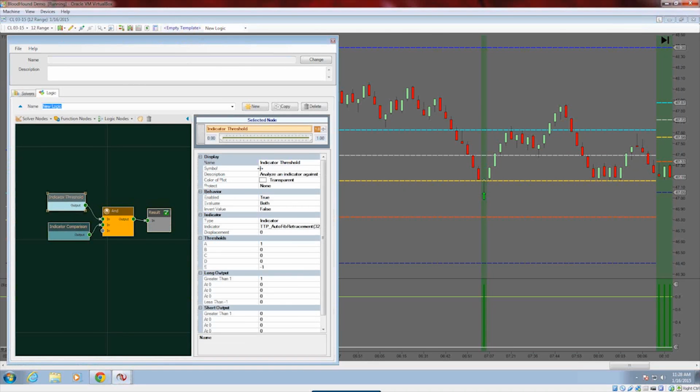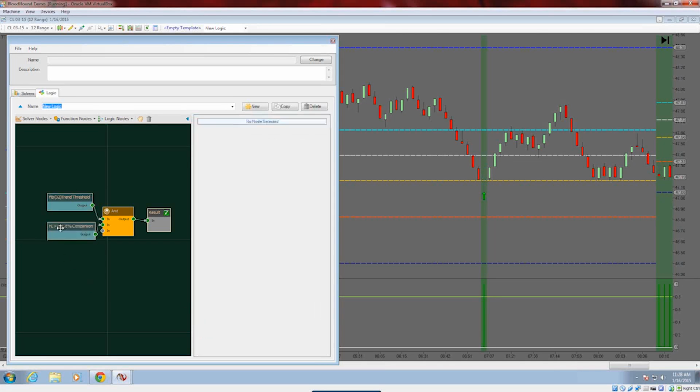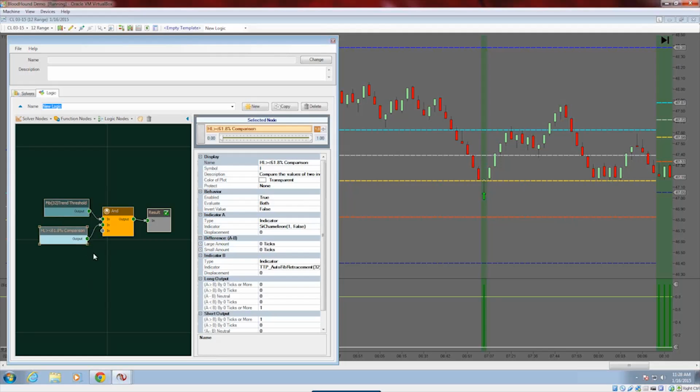So this is the trend. This is the fib trend. And this is the high above. Let's just do this. High and low, above or below 61.8. Okay, so if the low is below 61.8, we get a long. If the high is above it, we get a short. But only in agreement with the overall trend.